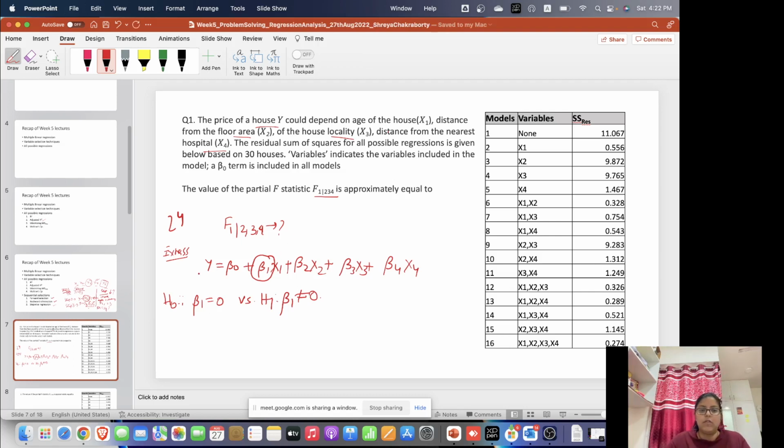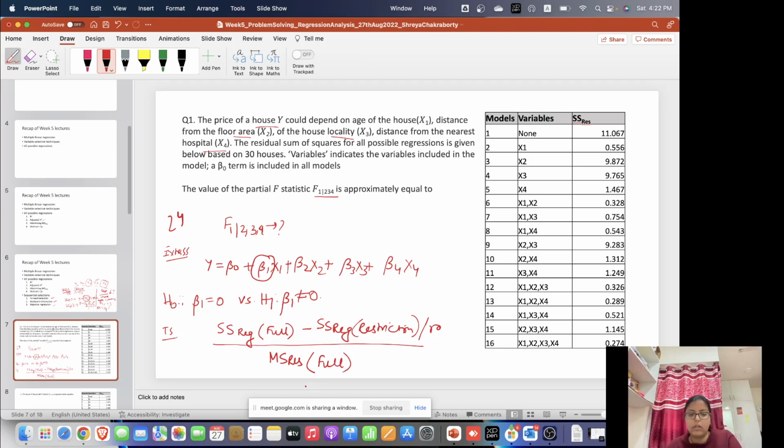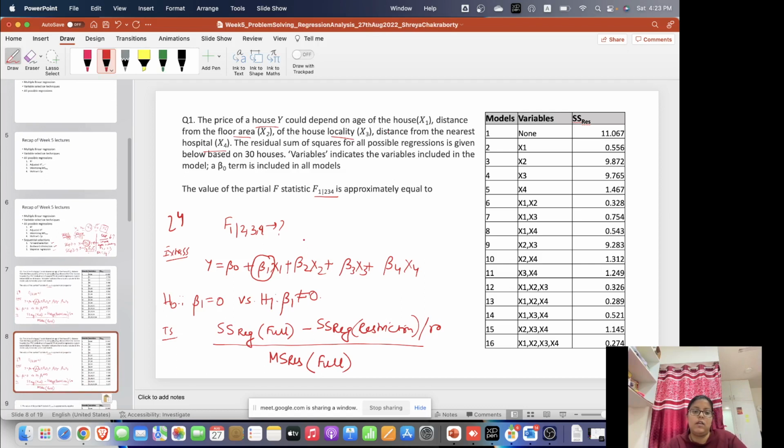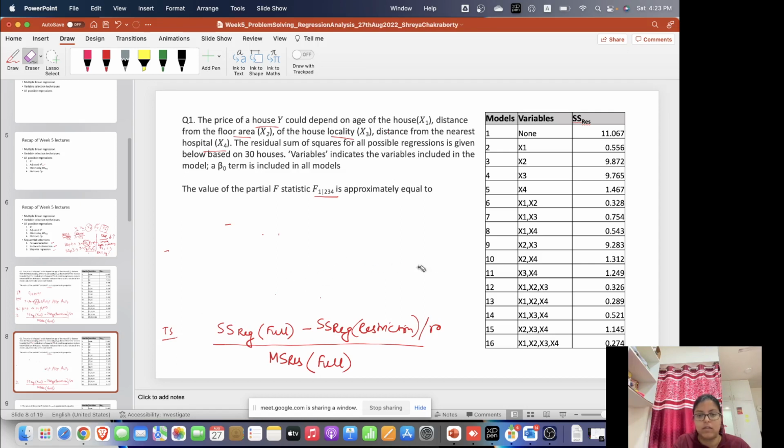Okay. Now, if you remember the extra sum of squares technique, this test statistic was given by the sum of squares due to regression from the full model minus the sum of squares due to regression from the restricted model, divided by the number of restrictions, by the mean square residuals from the full model. I hope you remember this. Yes, ma'am. Okay, so now this will be our full model, and this is our test statistic to get F1 given 2, 3 and 4.